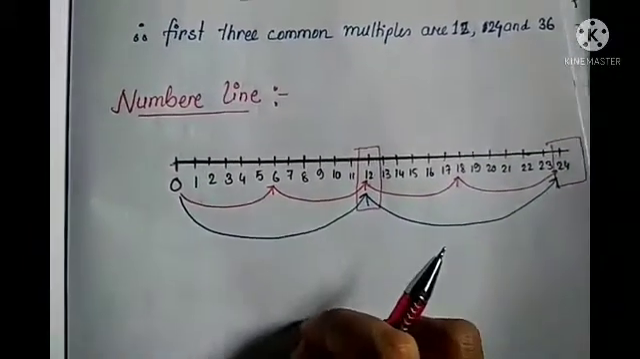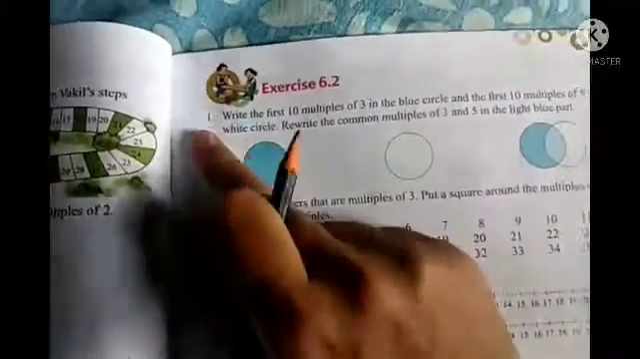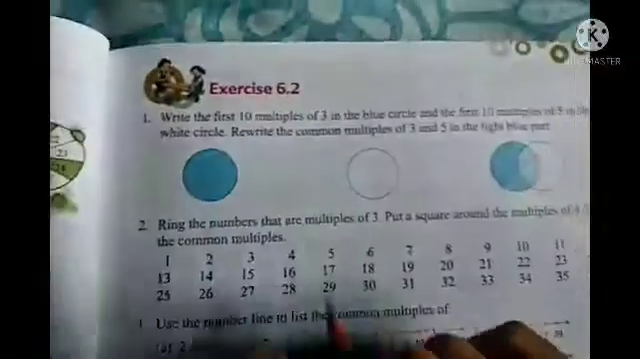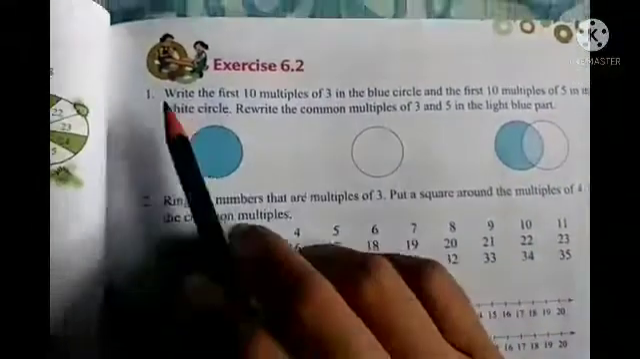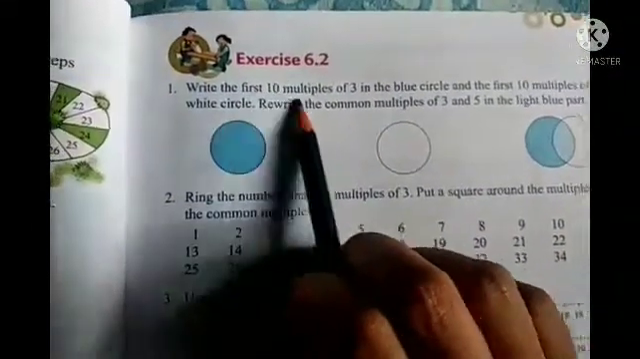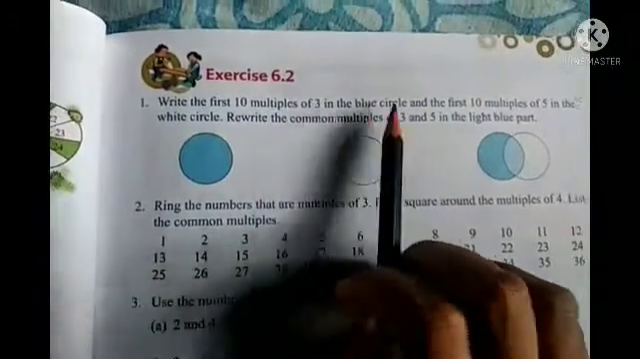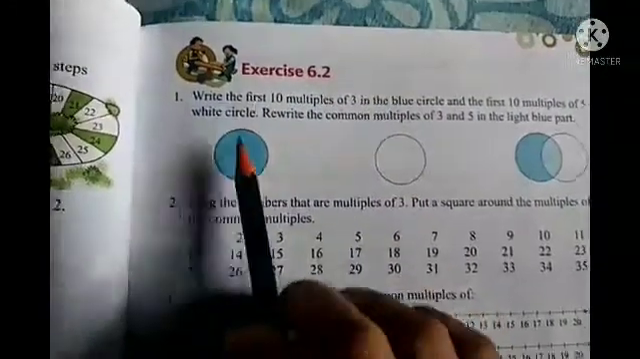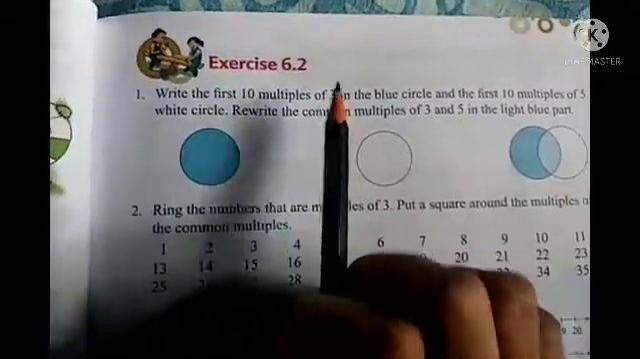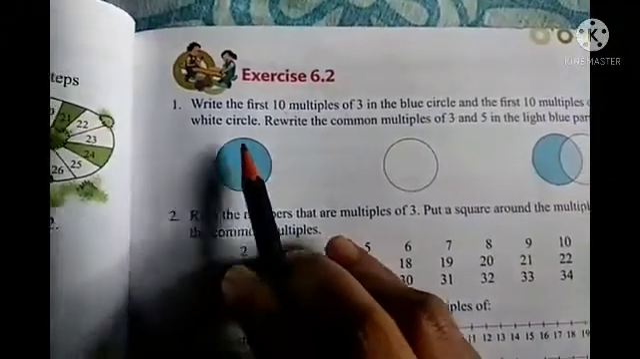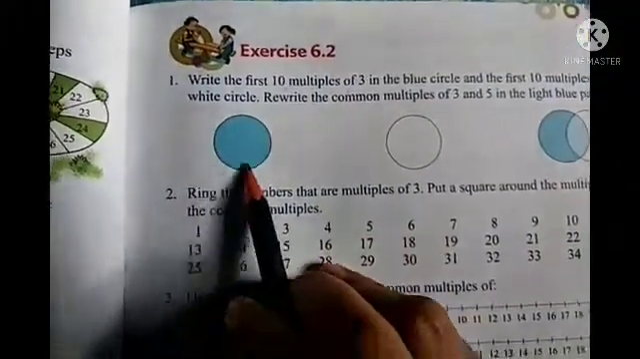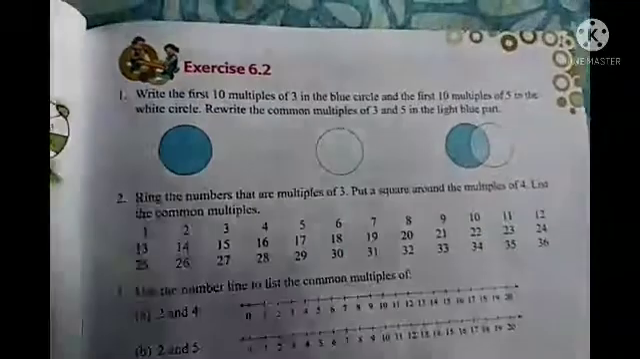Okay, so let's begin. Students, we will continue from question number 1, exercise 6.2, page number 105. So first of all, let me read the question. Write the first 10 multiples of 3 in the blue circle. You can see one blue circle. You have to write first 10 multiples of 3. That means 3 1 ja 3, 3 2 ja 6, like that way up to 10. Okay, so it is done.